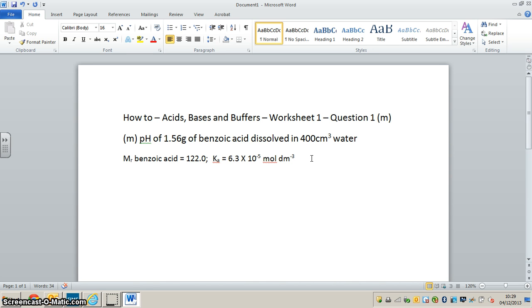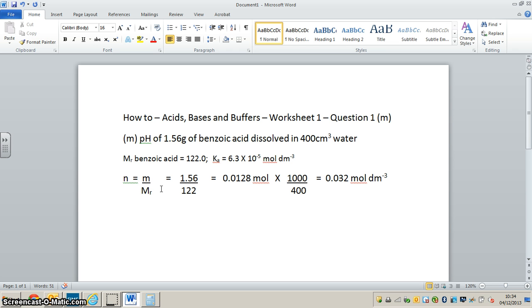So the first part of this question then, we've got 1.56 grams of benzoic acid and it's dissolved in 400 centimetres cubed of water. So the first stage of this question is to work out the concentration in moles per decimetre cubed, and we do that like this.